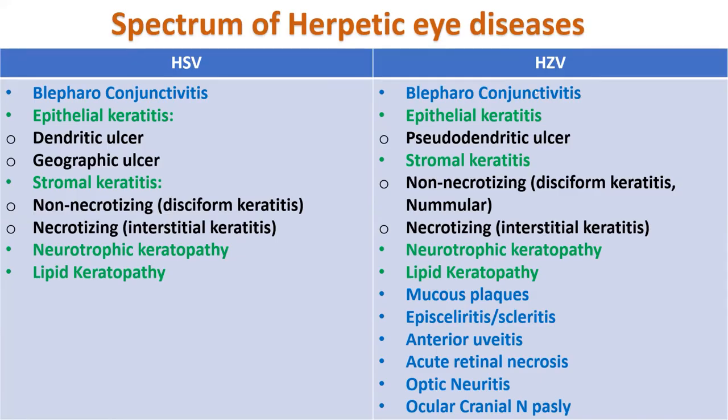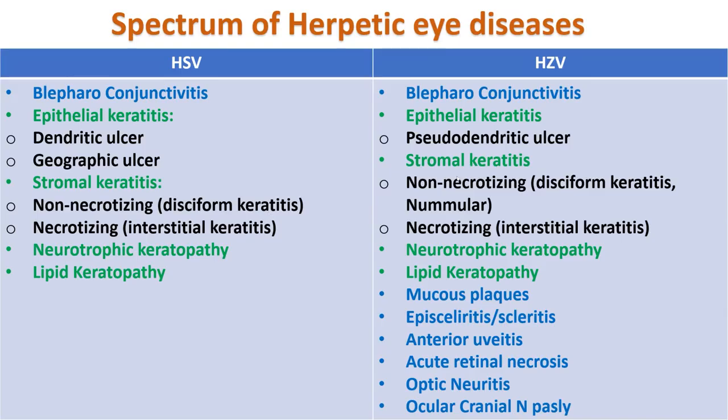For herpes simplex and zoster, both of them can have some manifestations in common. Both of them can cause proliferative conjunctivitis. For herpes simplex, especially in the primary disease, and herpes zoster, it can involve the dermatomes supplying the eyelids in the reactivation. Epithelial keratitis in herpes simplex can cause dendritic ulcer and geographical ulcer. For herpes zoster, it will cause a pseudodendritic ulcer. Both of them will cause stromal keratitis in non-necrotizing and necrotizing fashion. So both of them can cause non-necrotizing disciform keratitis.